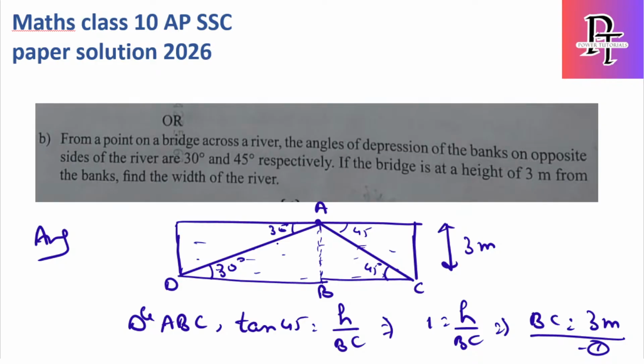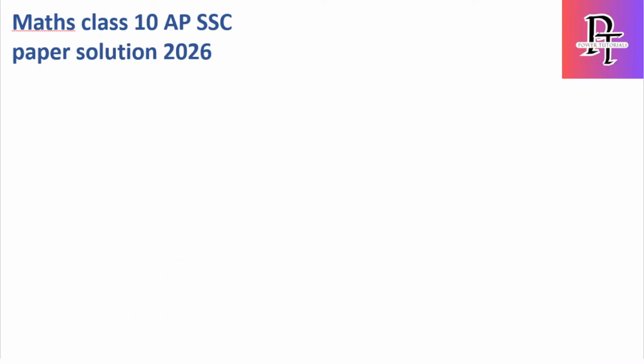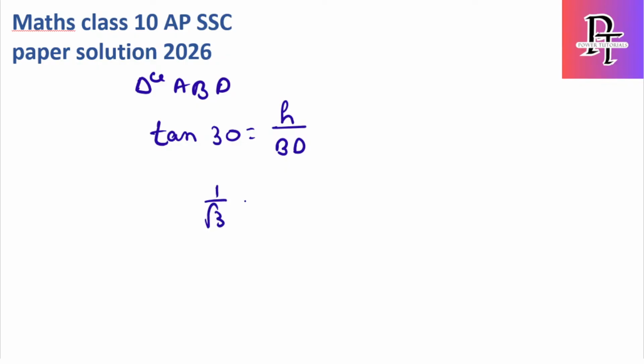Okay, next one, triangle ABD. If I consider triangle ABD, then we have tan 30 degrees is equal to height, which is again h, and the width is BD, so h by BD. So tan 30 is 1 by root 3 is equal to h, we have 3, and BD is here, so BD I will get as 3 root 3 meters.